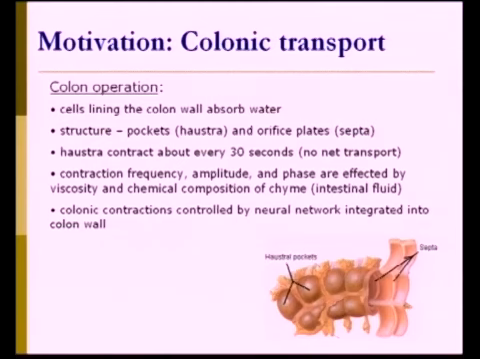But in addition to just being a tube extracting water, the colon has this rather interesting structure where it has these pockets. There's 3 of them going around, and these pockets are called haustra, and they're separated by these little orifice plates. You can kind of see it here, which are called septa.